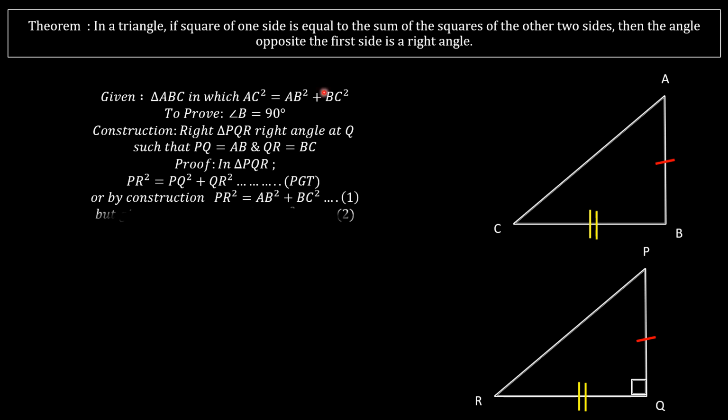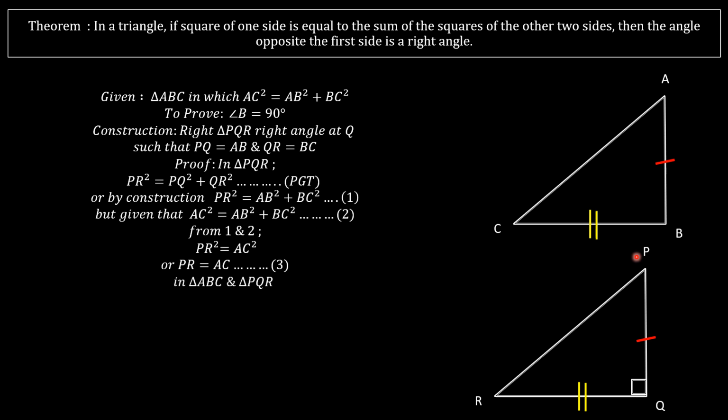But we are given in the beginning that AB square plus BC square is equal to AC square. Let this be our equation number 2. So now see, from these two equations 1 and 2, the sum of AB square and BC square is equal to PR square as well as AC square. AB square plus BC square is equal to PR square is equal to AC square, which implies PR square is equal to AC square. Okay, from 1 and 2 we can write that PR square is equal to AC square, or PR is equal to AC. Let this be equation number 3.